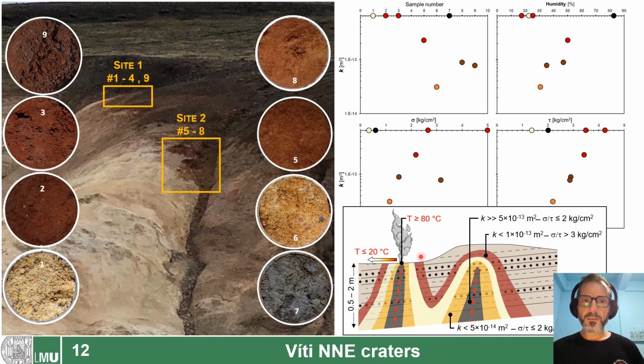Unaltered to slightly altered soils are generally very stiff, but the intense alteration significantly reduces the strength, increasing the permeability. Indeed, most of the white soils in the thermal area are very soft and unstable due to this alteration.